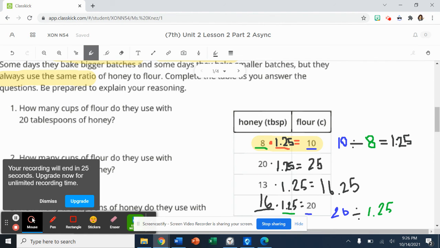Now notice that if we're moving from left to right across our ratio table, we were multiplying by 1.25. But when we needed to move in the other direction, like from 20 to 16, we used division. This is a little messy on my screen, but remember you can always pause the video.